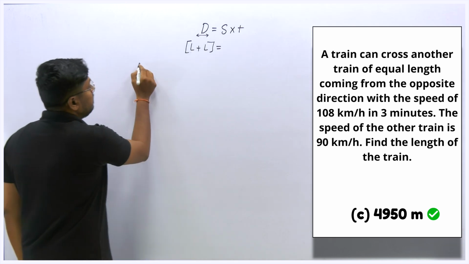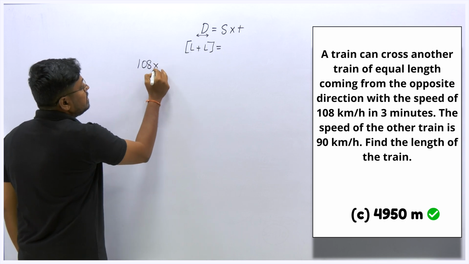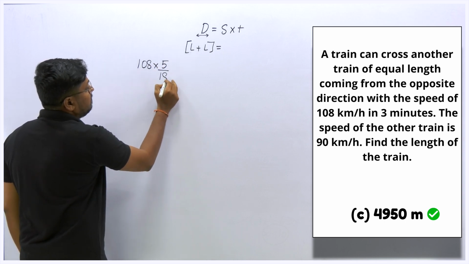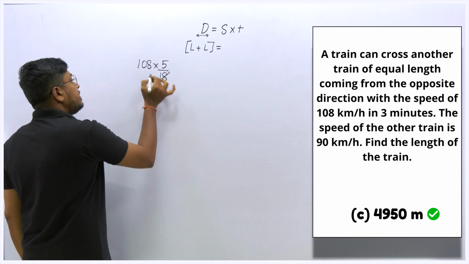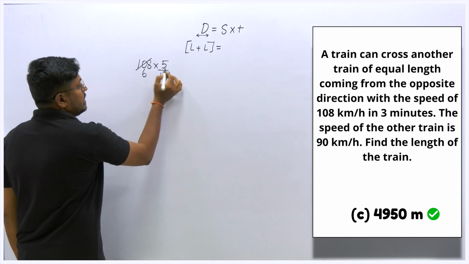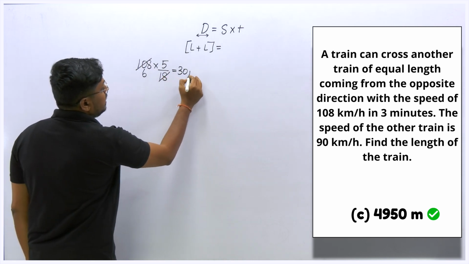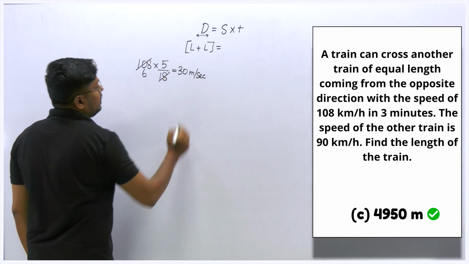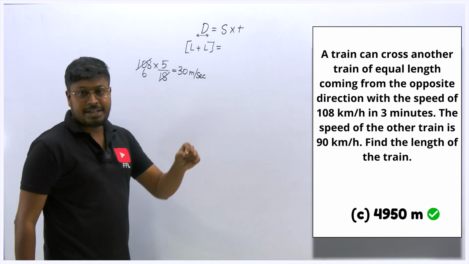So 108 kilometer per hour. When you convert this into meter per second, multiply by 5 divided by 18. So when you cancel this 6 times, 6 into 5 will be 30. So 30 meter per second. Now we converted the value in terms of meter per second.